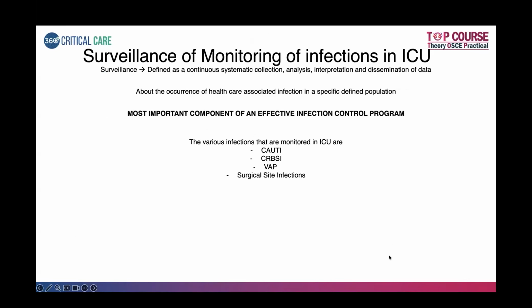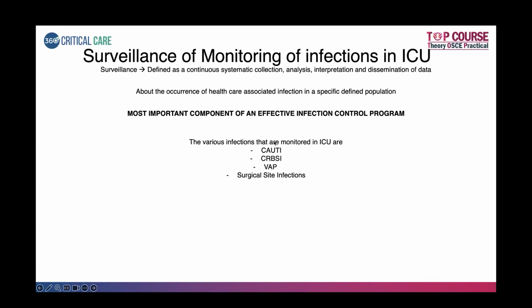So coming to surveillance or monitoring of infections in the ICU. Surveillance is defined as a continuous systematic collection, analysis, interpretation, and dissemination of data about the occurrence of healthcare associated infections in a specific defined population. The most important component of an effective infection control program is surveillance or monitoring of infections in the ICU.